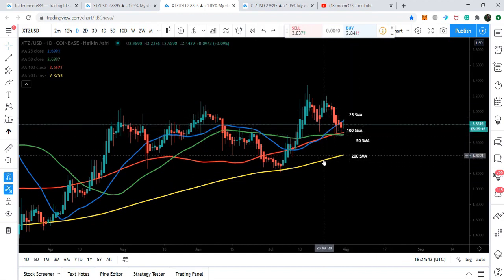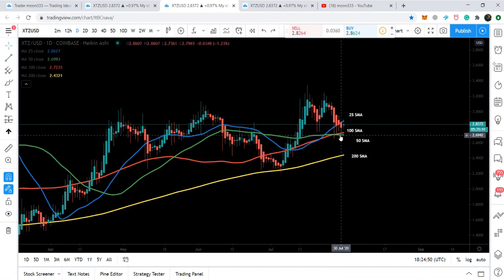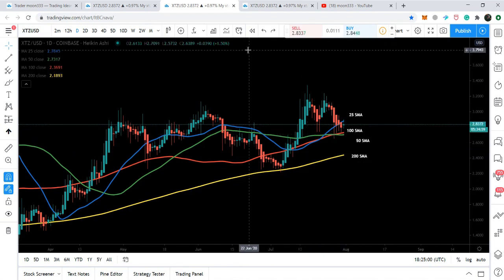And you can see that this 200 simple moving average is moving upwards, and this 50 simple moving average is also moving a little bit more down. And soon, if there will be a death cross, then we can expect some more powerful rally to the downside.